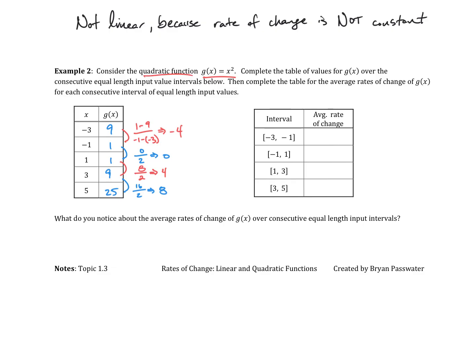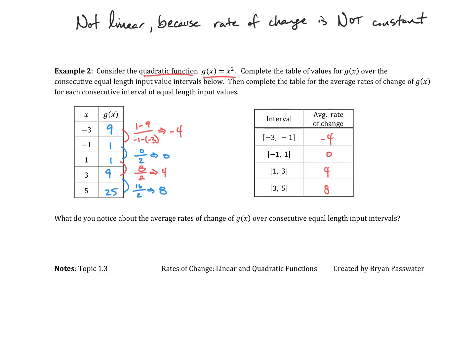All right, and so if I were to fill in this little table, we got -4, we got 0, we got 4, we got 8. Now, is this a linear function? No, because my average rates of change are not constant. However, we should notice something. We should notice a pattern, because math's about patterns.